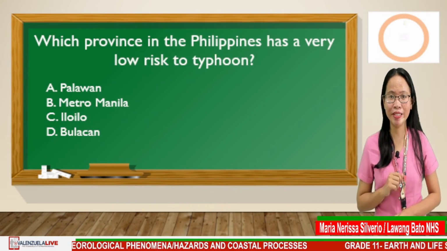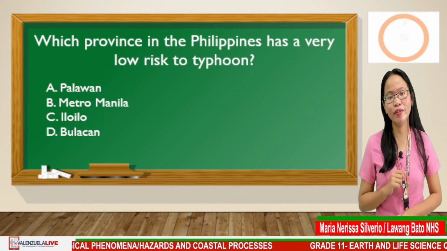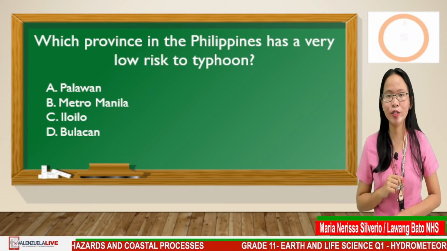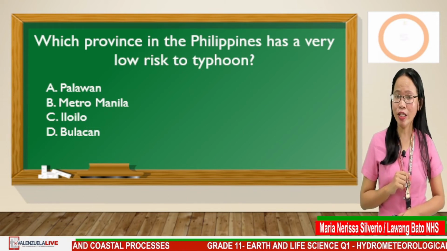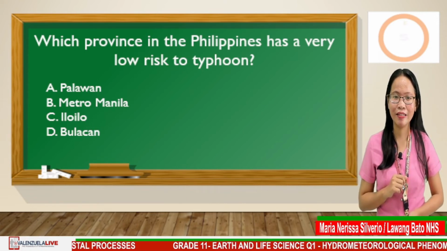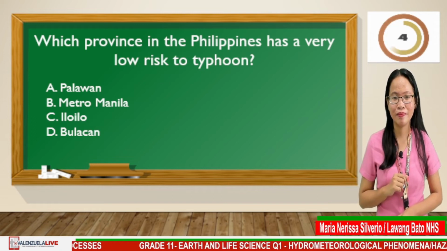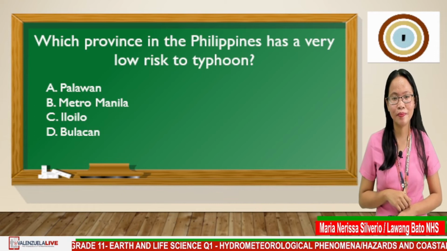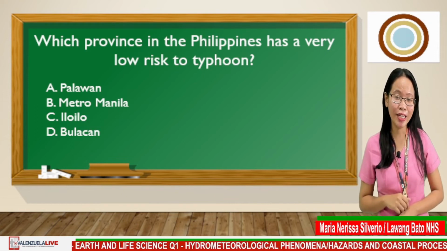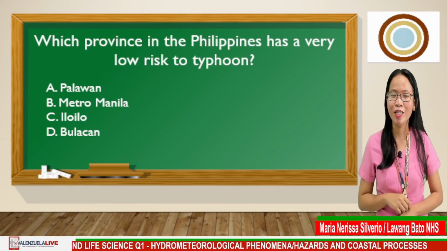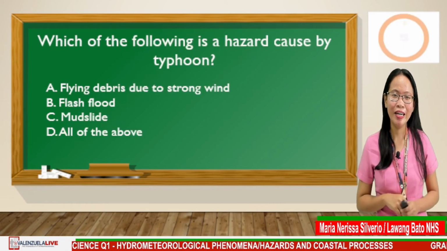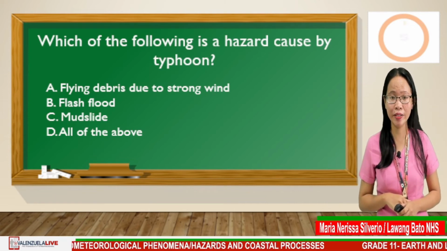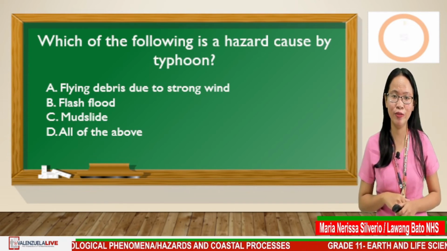Which province in the Philippines has a very low risk to typhoons? A. Palawan. B. Metro Manila. C. Iloilo. D. Bulacan. If your answer is letter A, you are correct. Next, number 3.